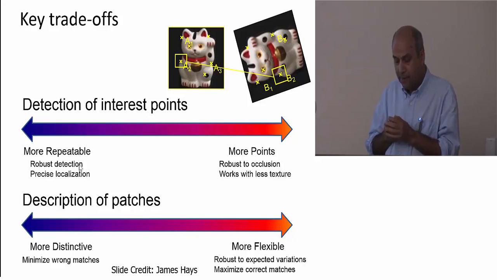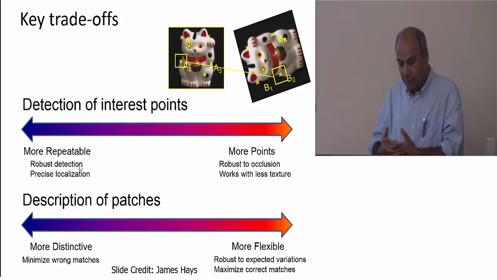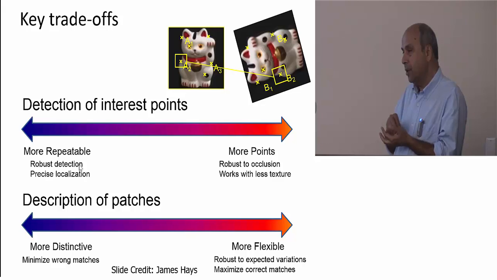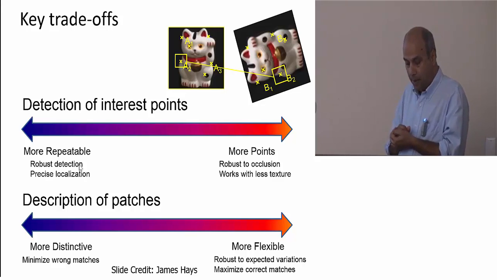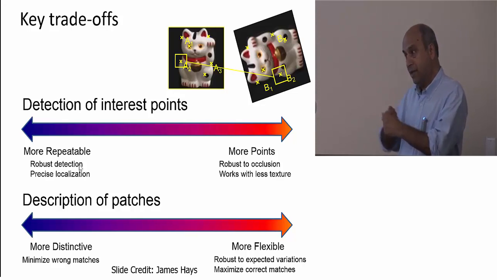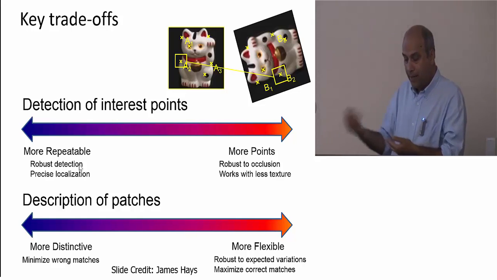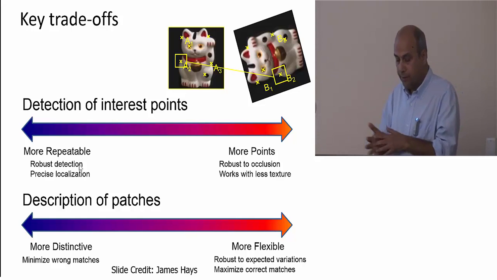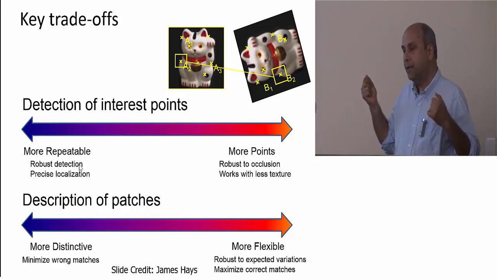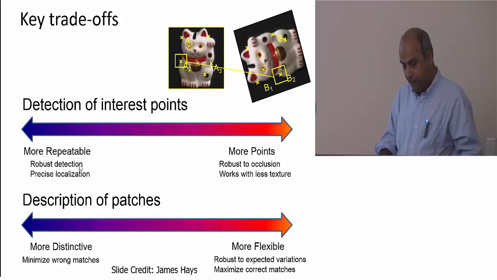Okay, so that is the detection of interest points, and then there is the description. Once we have an interest point, what are the trade-offs? One is that we want it to be very distinct. Each interest point's local descriptor should be distinct so that it helps us match them, which will minimize the wrong matches. If they are not distinct, it can match the wrong one. At the other extreme, we want these to be robust to expected variations and maximize the correct matches. So these are trade-offs, and that's why it's a harder problem.